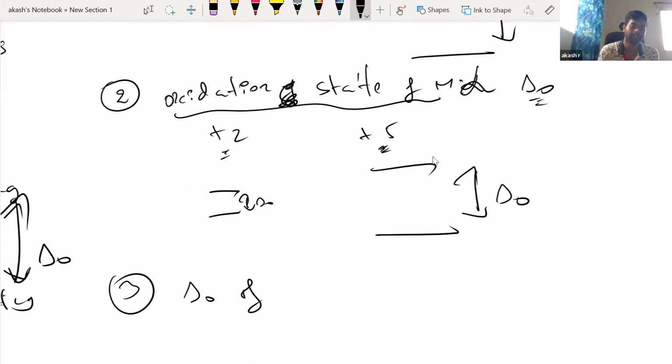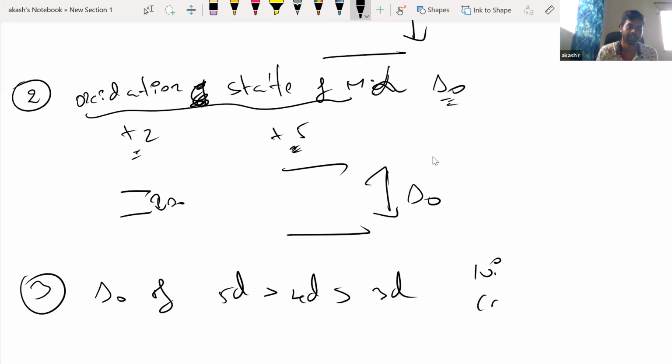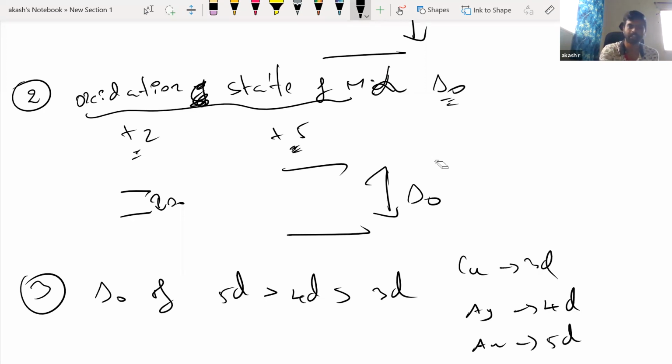Third and the final thing: the del O of 5d series elements. I'm talking about the metal. 5d elements will have more splitting than 4d, than 3d. Say, for example, if I want to compare copper, silver, gold. Copper belongs to 3d, silver belongs to 4d, and gold belongs to 5d.